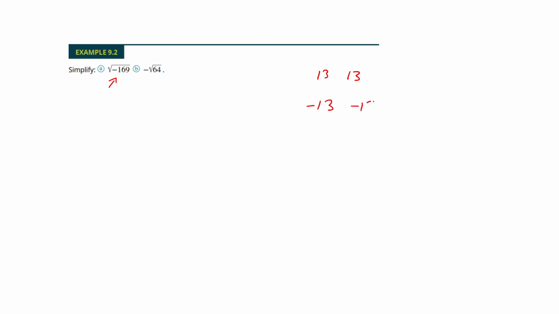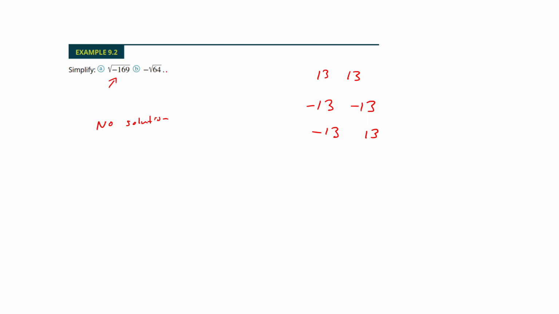And how about negative 13 times negative 13? Well, that doesn't work because the two negatives cancel and make a positive. Well, negative 13 and 13 is what we need, but that's not the same number. So it can't be done, and you would say there's no solution.